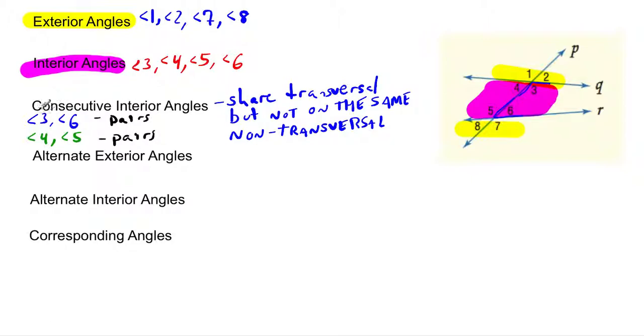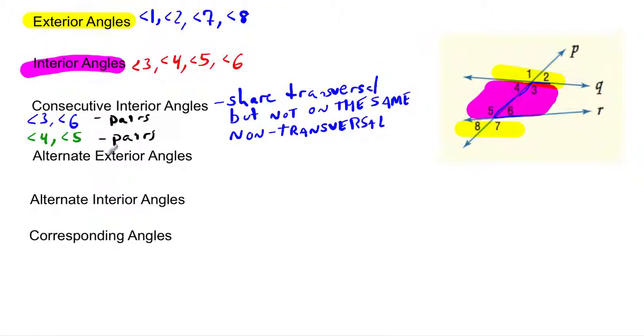So consecutive interior angles are going to be pairs. I'm not going to say angle 3 is a consecutive interior angle. It has to be a consecutive interior angle with something, and it's consecutive interior with 6, just like angle 4 is consecutive interior with 5.